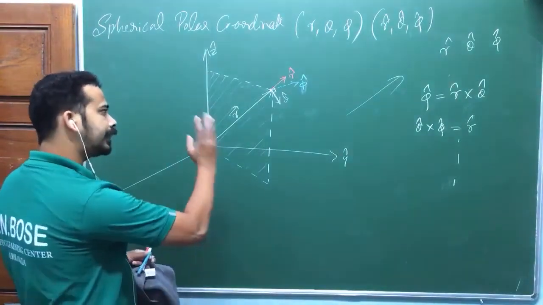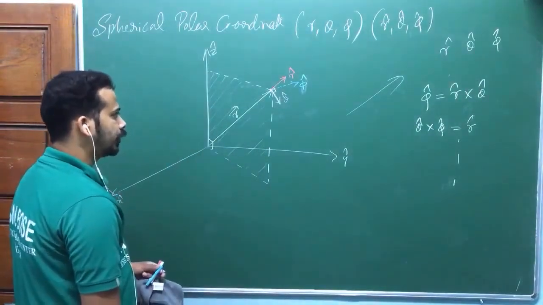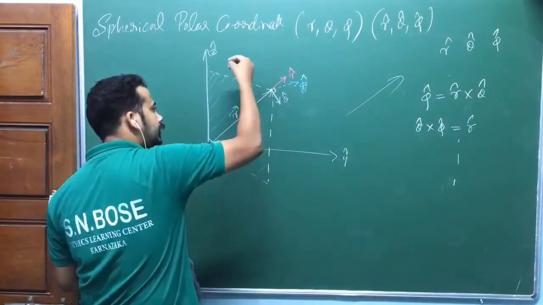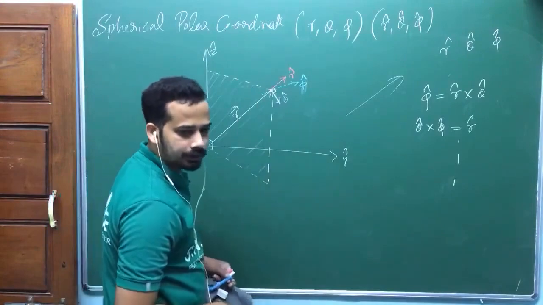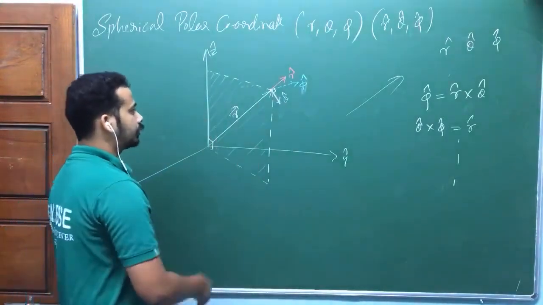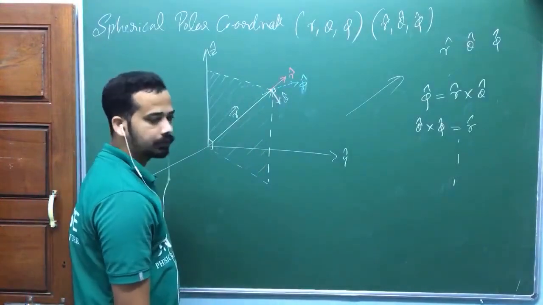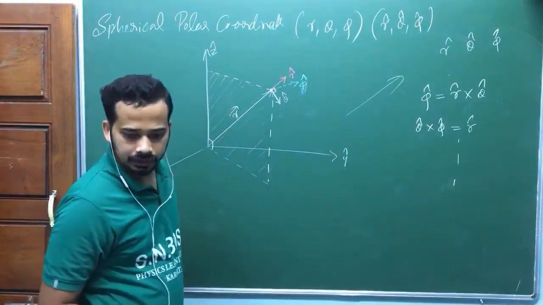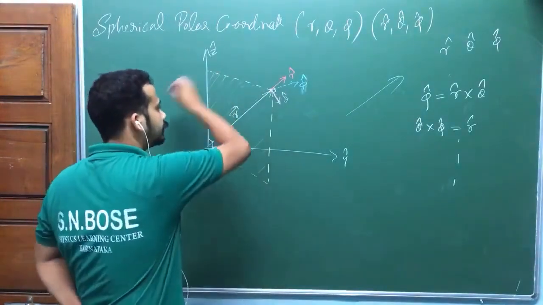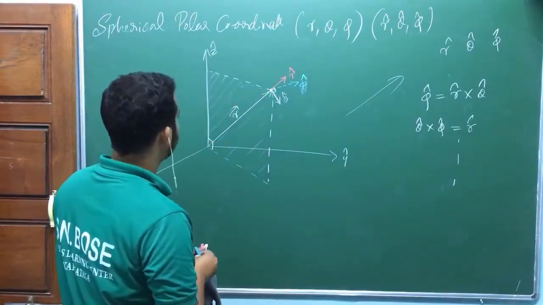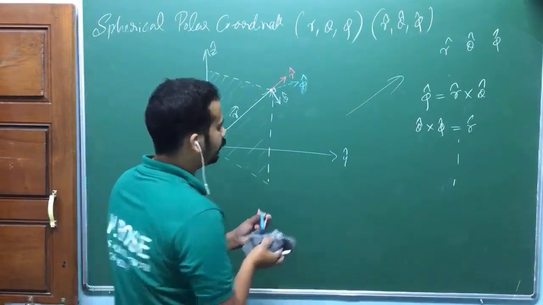Now, to get a feel of this one, look at here, if you move this point, R cap will change, theta cap will change, phi cap will change. That is the difference between Cartesian and polar coordinates. In case of polar coordinates, R cap, theta cap, phi cap are not fixed. They depend on the point in space. Is that okay? Now, shall we take a different point in space?